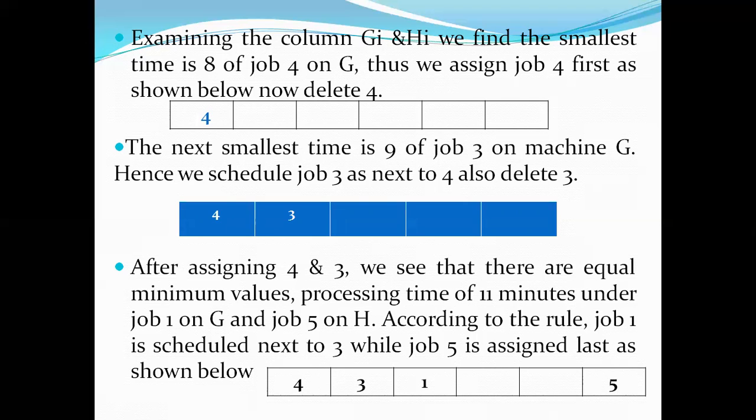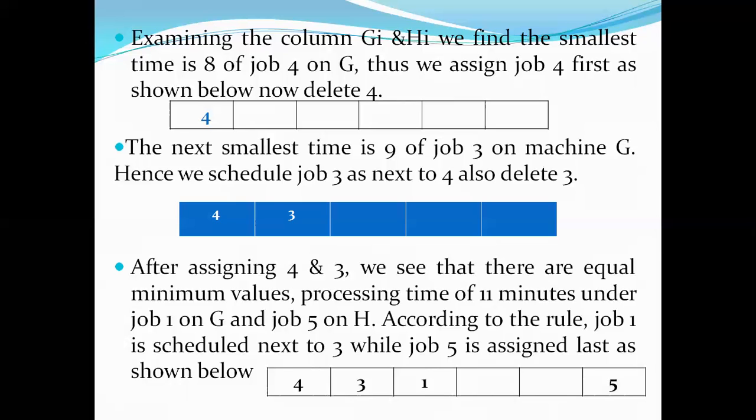So the smallest time of 8, which is related to job 4 on G, will be assigned job number 4 as first in the row. The next smallest value will be occupied in the next position related to G, that is job number 3. After assigning 4 and 3, we see equal minimum values in the case of G, which is job number 1. Simultaneously, three different processes have been considered.